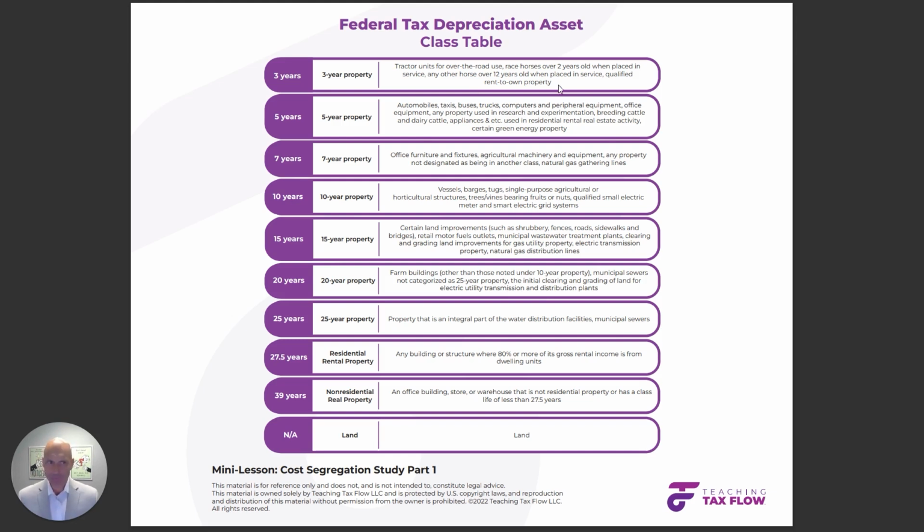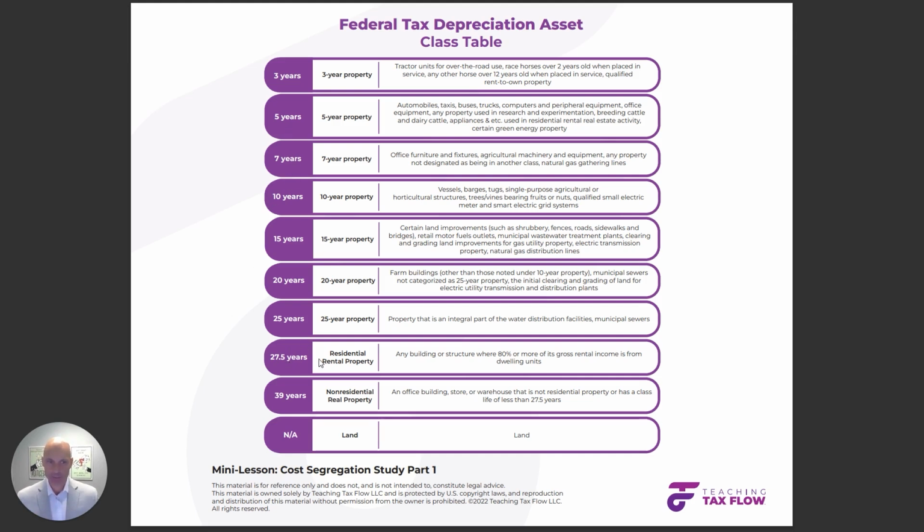Many of the 3-year assets up here would be software and tractors over the road. Many automobiles are here in the 5-year asset class as we work down to 7 years. So really with that cost segregation study, and we're going to look at that formal definition in a moment, we're trying to identify any piece of the asset.